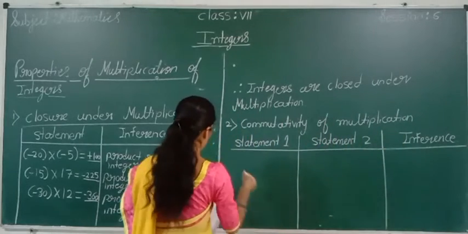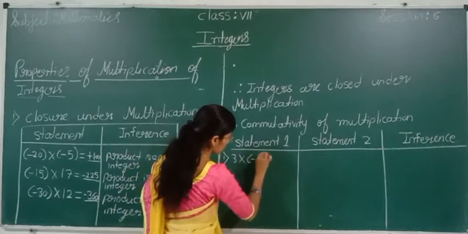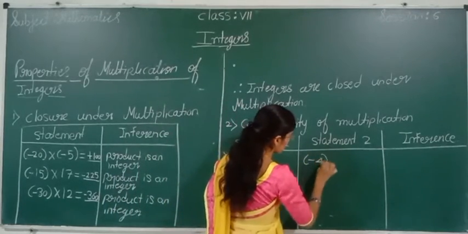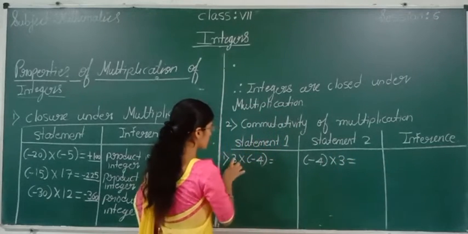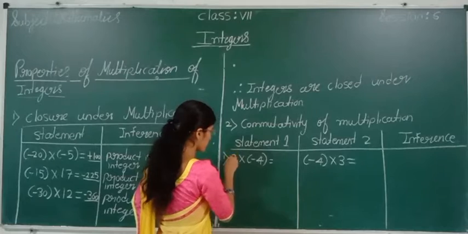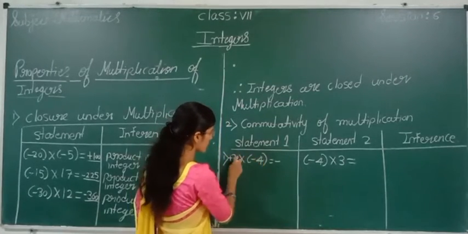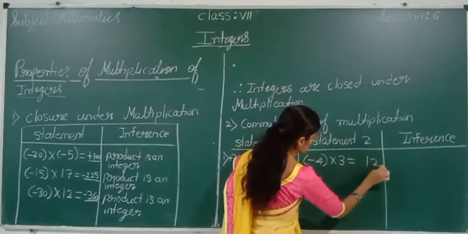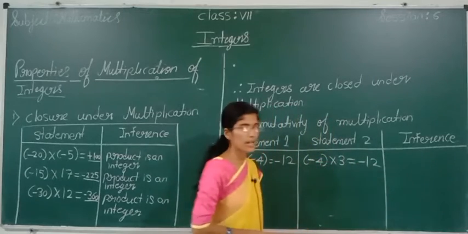Now see here, 3 into minus 4. Now see here, minus 4 into 3. What is the answer? When we multiply a positive integer and a negative integer, the answer will be a negative integer. 4 3s are 12. When we multiply a negative integer and a positive integer, the answer will be a negative integer.